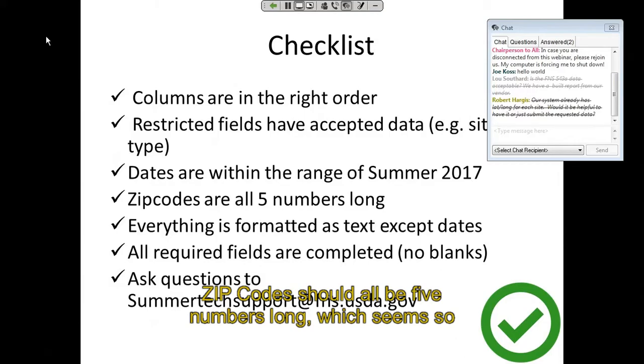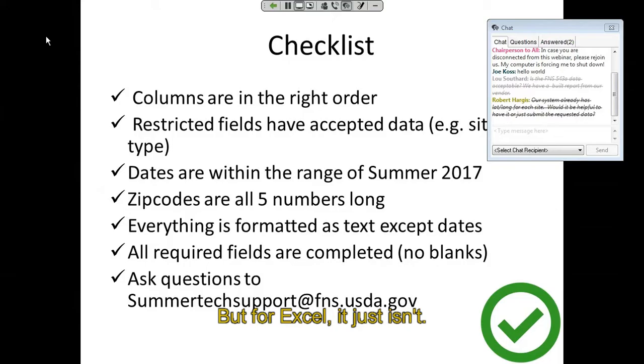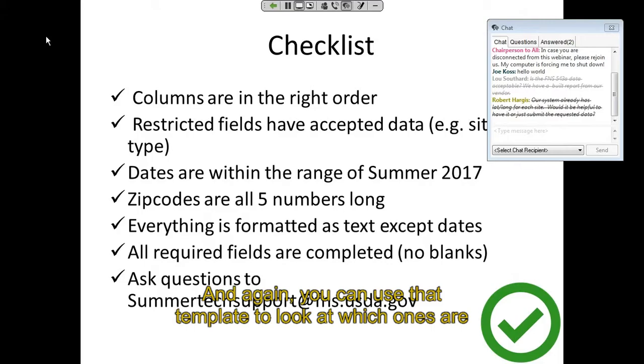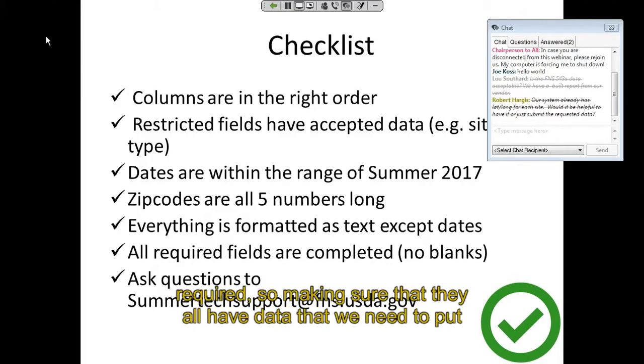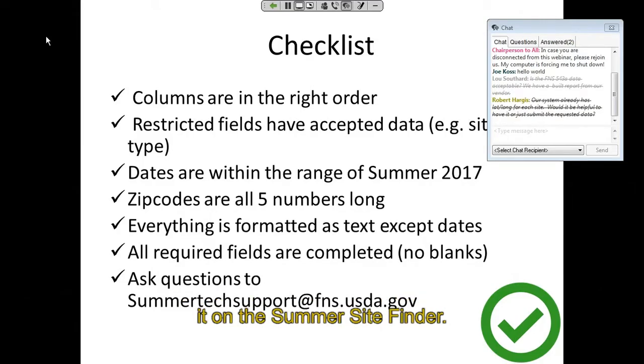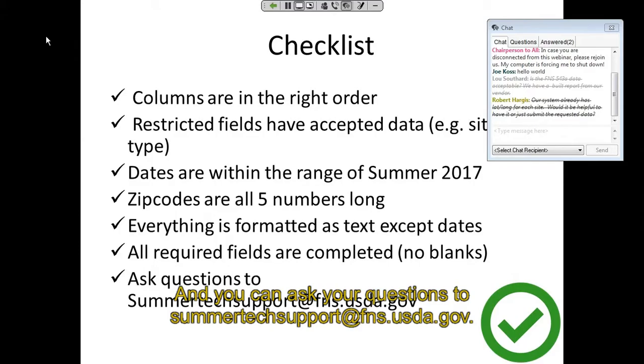Zip codes should all be 5 numbers long, which seems so obvious, I know, but for Excel it just isn't. Everything should be formatted as text except for the dates. And all required fields are completed, so no blanks. Again, you can use that template to look at which ones are required, making sure that they all have the data that we need to put it on the Summer Site Finder. And you can ask your questions to Summer Tech Support at fns.usda.gov.